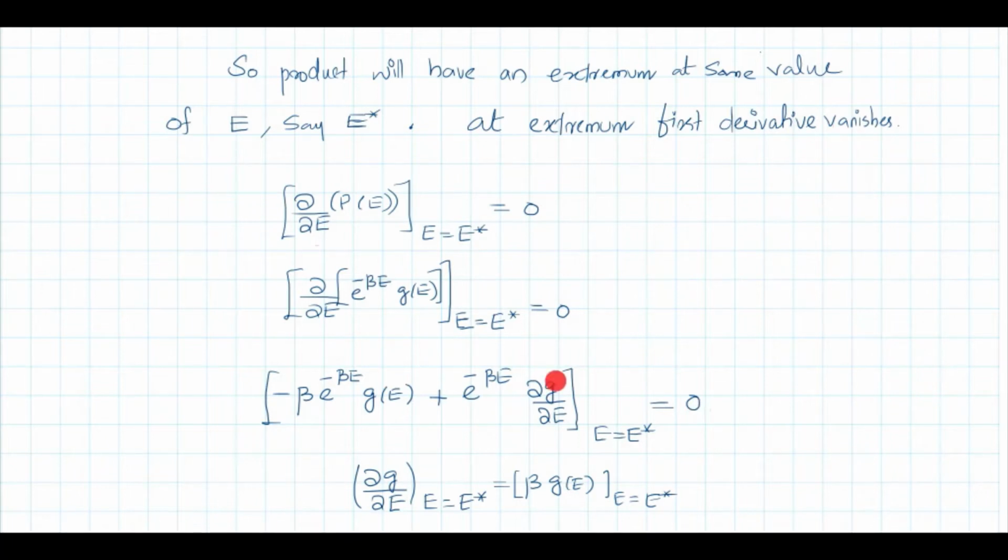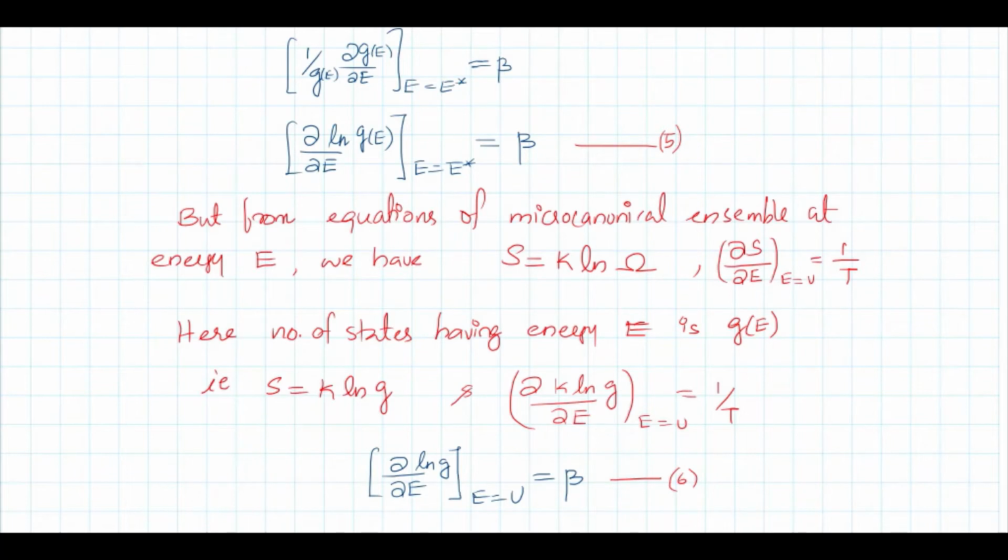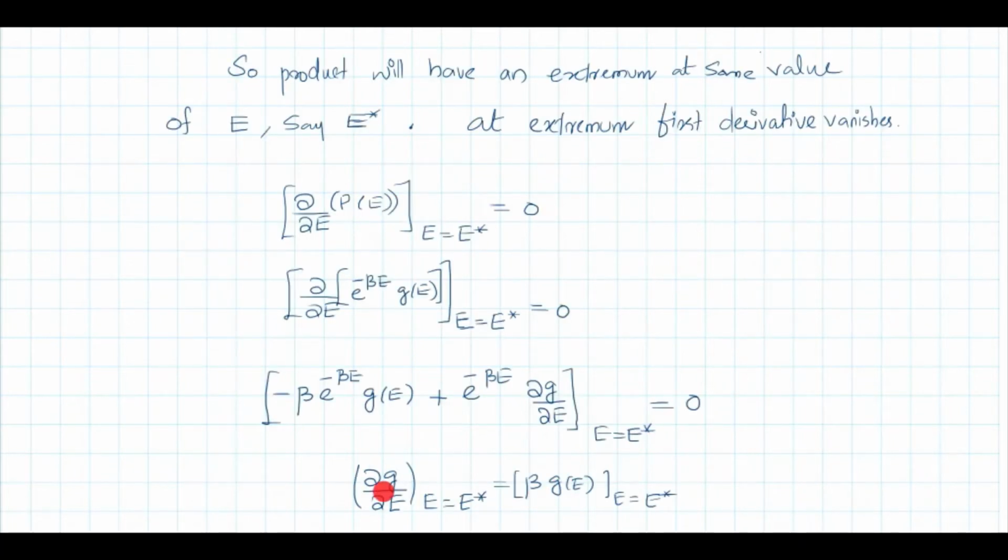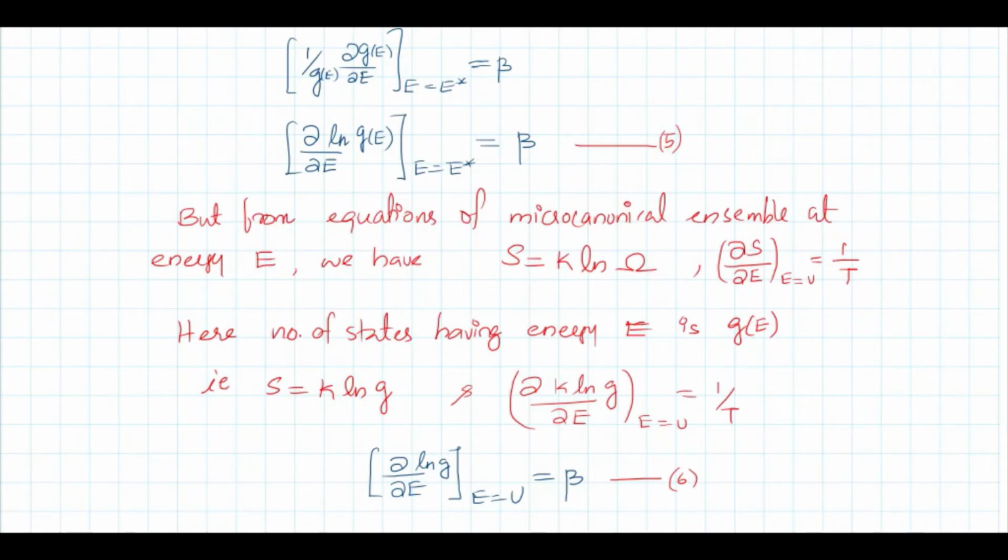And this will be true only if dou G by dou E evaluated at E equal to E star equals beta G of E evaluated at E equal to E star. Then these two terms will cancel. So we can write it as, taking G to the left hand side, 1 by G of E into dou G by dou E evaluated at E equal to E star equals beta.